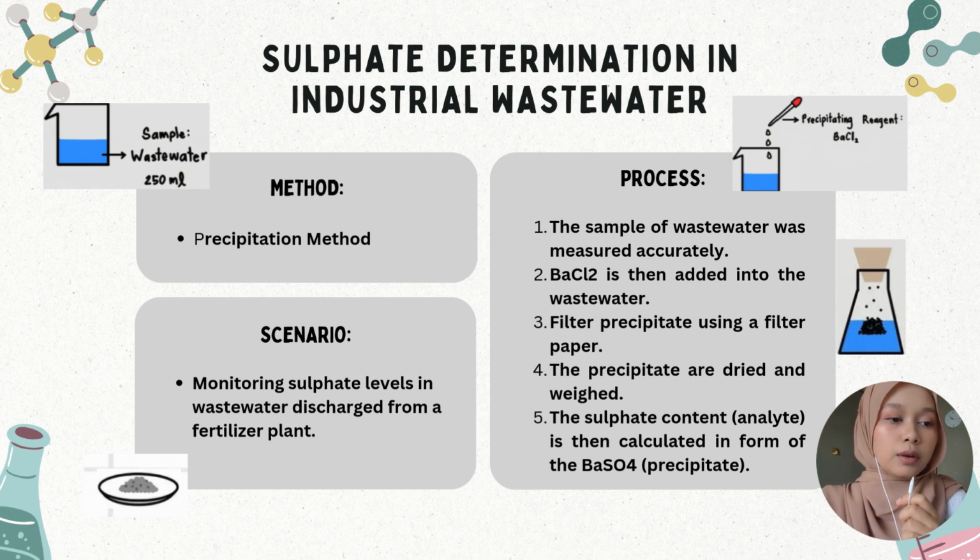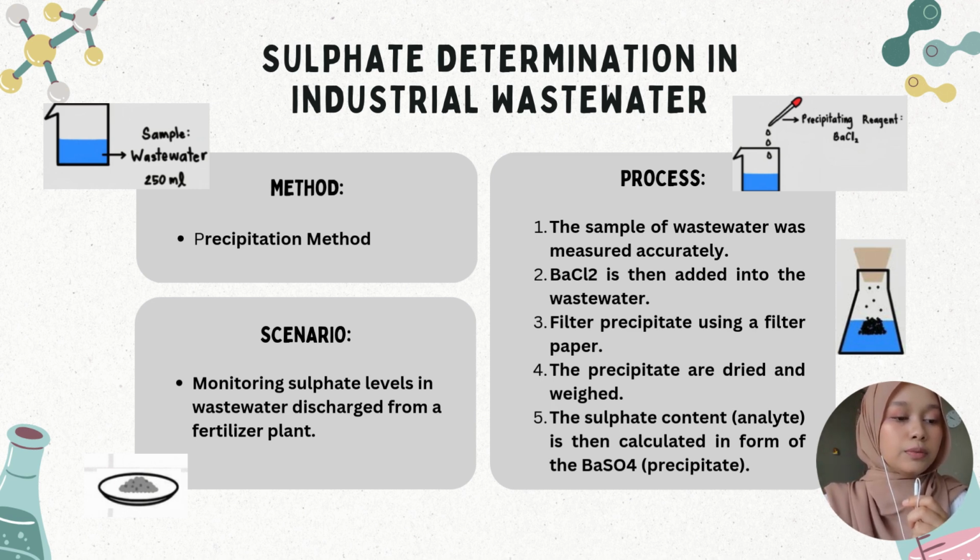Hi, I'm Nurul Munira, and I'm going to be giving the example of results. So the example here is sulfate determination in industrial wastewater. The method used is the precipitation method, and the scenario is monitoring sulfate levels in wastewater discharge from a fertilizer plant. For the process, the first step is the sample of wastewater is measured accurately. Then barium chloride is added into the wastewater.